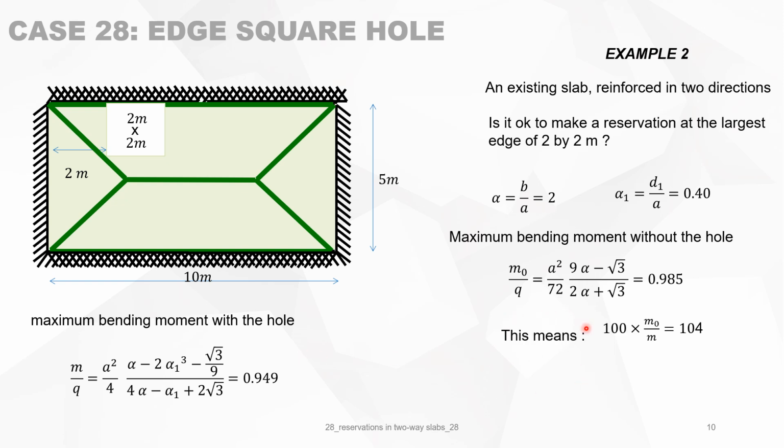So this means that the bearing capacity is 104%, or it means that this type of reservation does not touch the existing bearing capacity of the slab. So now you can decide they can make this reservation in the slab, even if you do not know the original capacity of the slab.